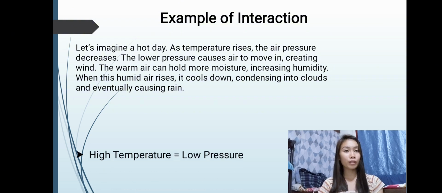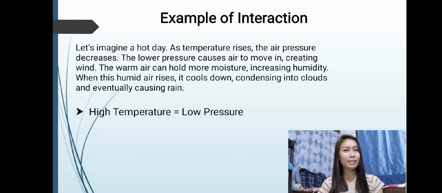First, high pressure equals low pressure. When the sun hits the Earth's surface, the air above it warms up too. Warm air is lighter and less dense than cold air. So as it rises, the air pressure in that area drops. Low pressure draws in air, which equals wind.